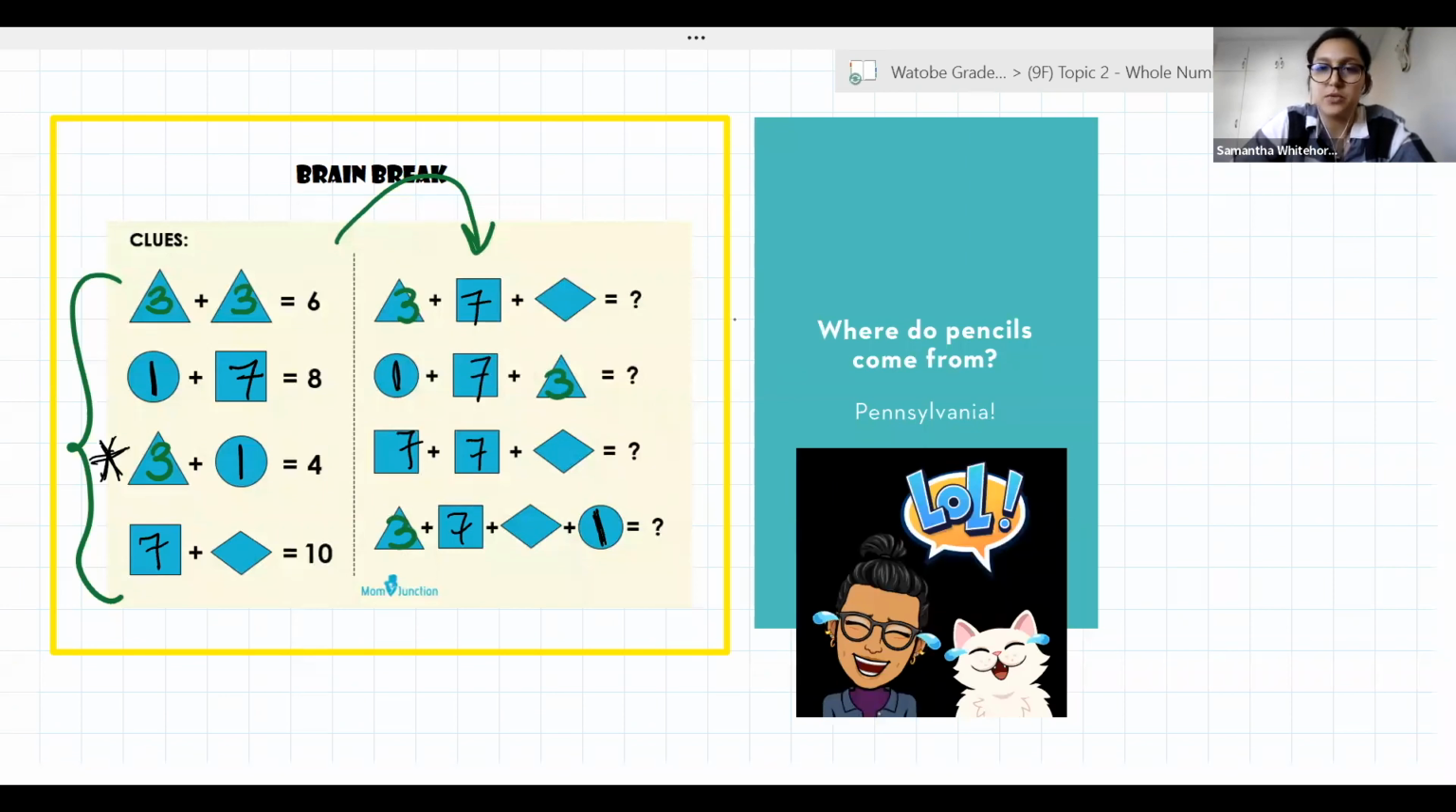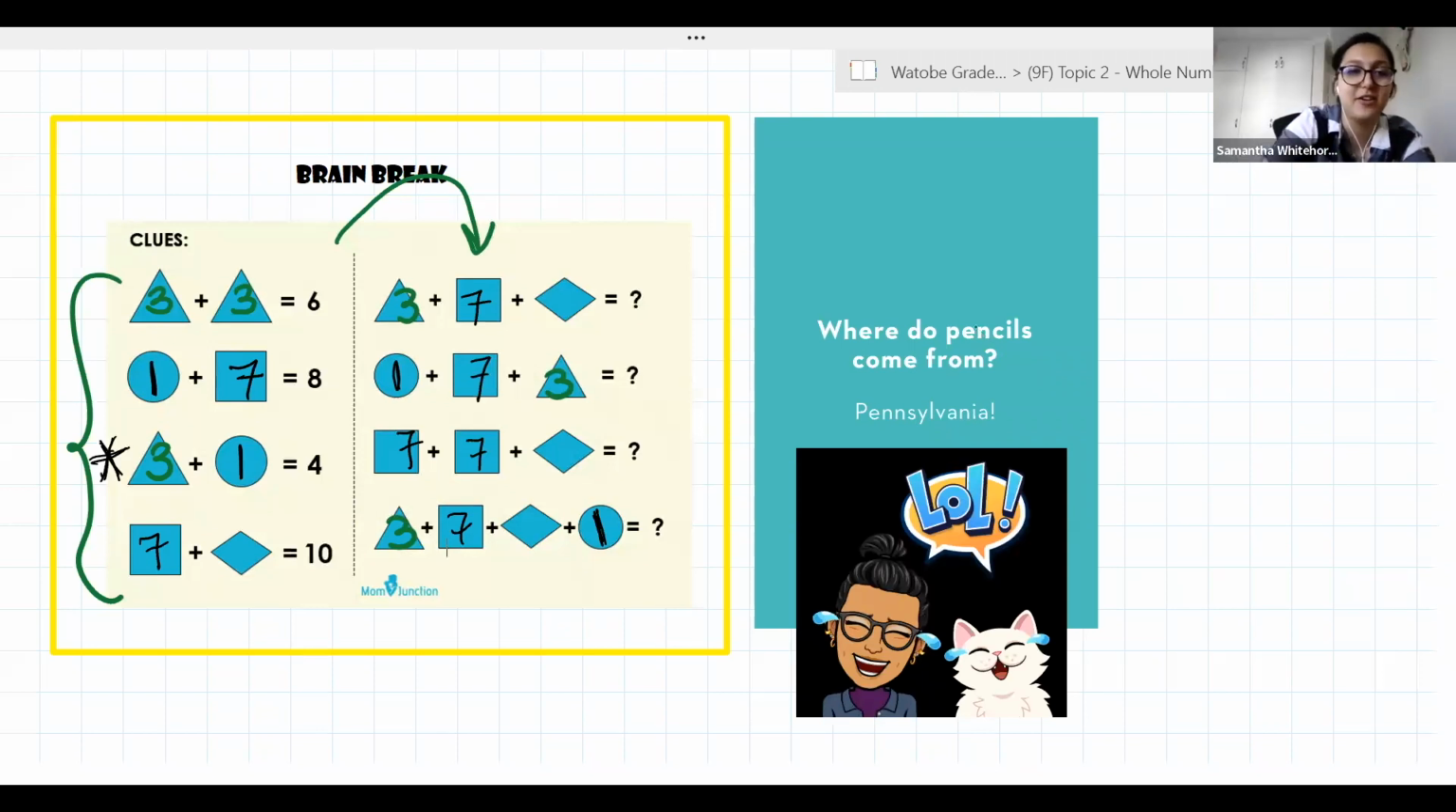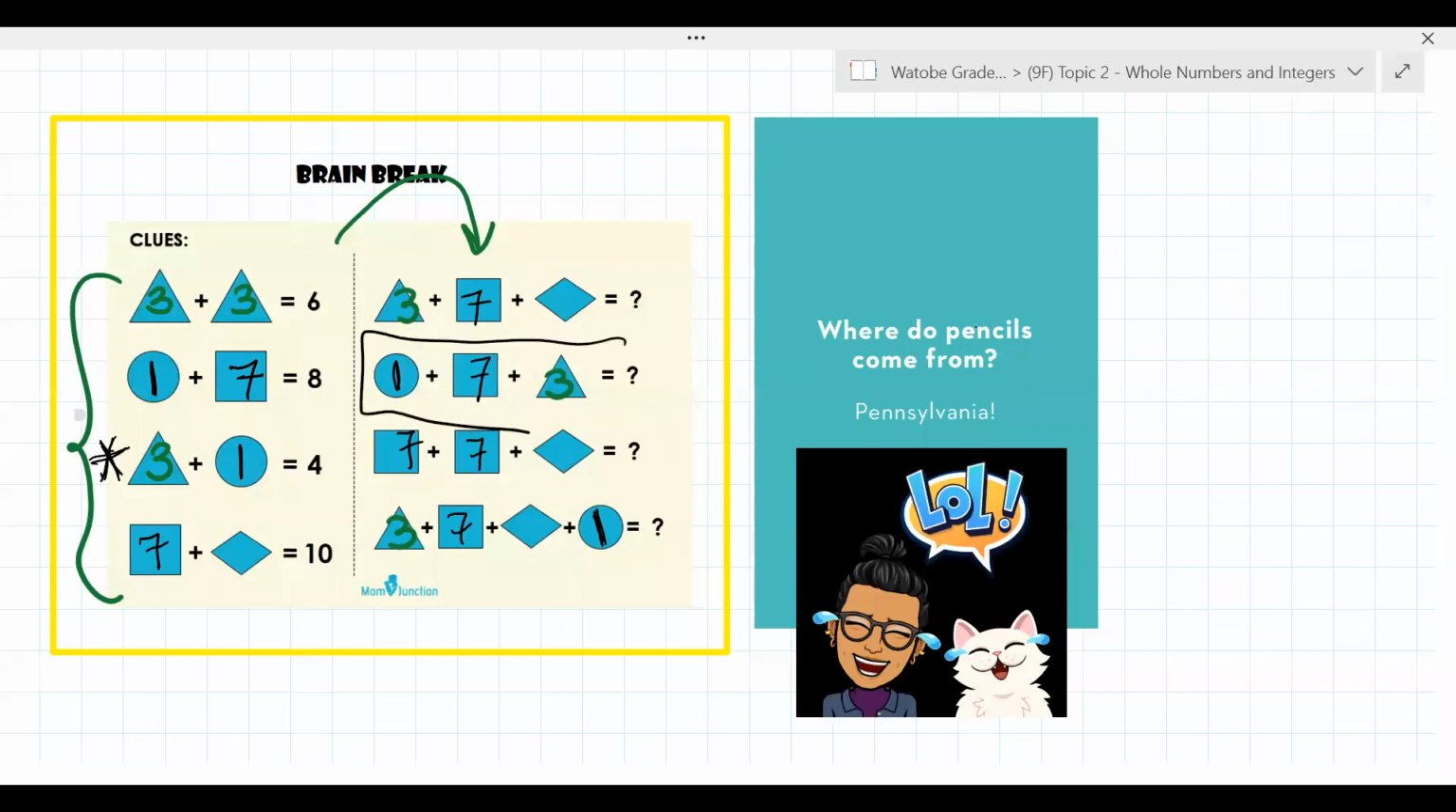All right, Owami, do you want to give us the diamond? Yes, ma'am. I'll do the circle plus square and triangle. Okay, so we're over here. Yes, ma'am. It's 1 plus 7 plus 3, which is equal to 11. Fantastic, well done.